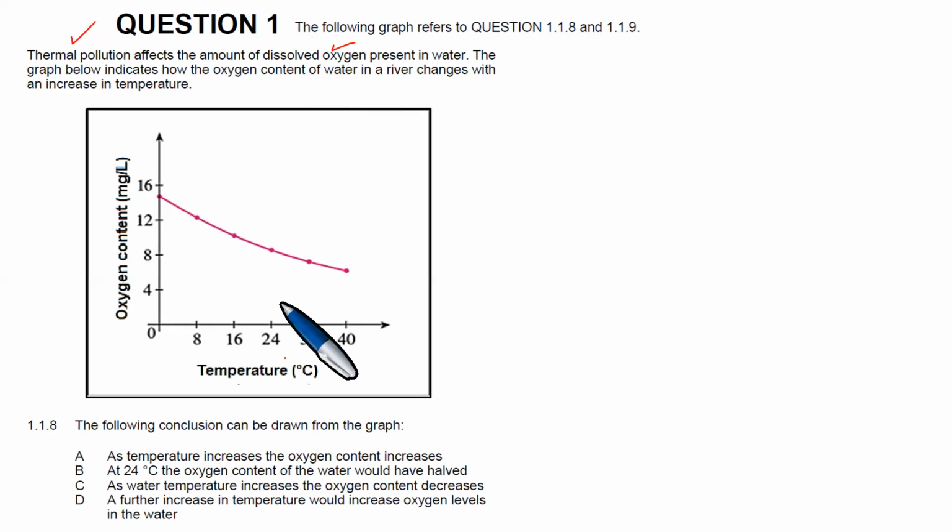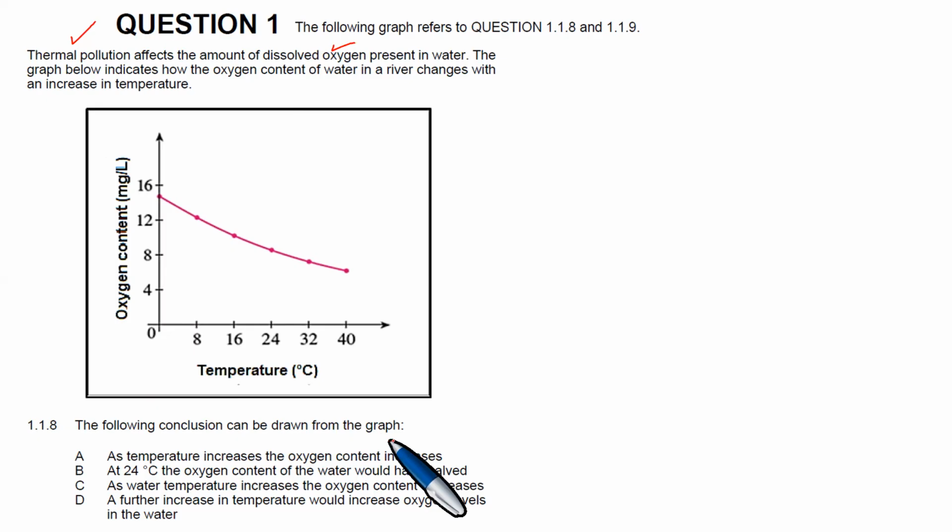So we are looking at the graph. What does this graph show? It indicates how the oxygen content of water in a river changes with an increase in temperature. Now, what do we observe from this graph? Let's look at the question that follows. The following conclusion can be drawn from the graph. What conclusion can we draw?